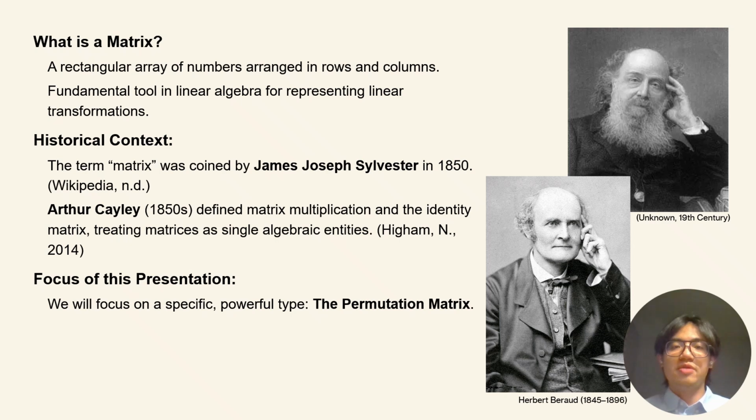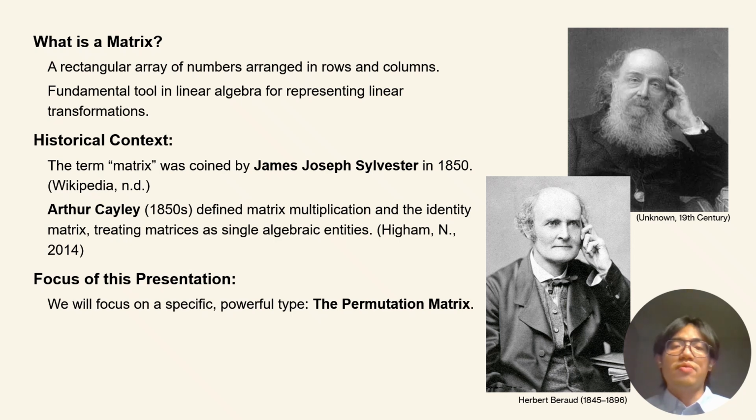A matrix is simply a rectangular array of numbers arranged in rows and columns, serving as a fundamental tool in linear algebra to represent linear transformations. Historically, the term was coined by James Joseph Sylvester in 1850, shortly after Arthur Cayley defined matrix multiplication and the concept of the identity matrix, establishing them as a single algebraic entity.